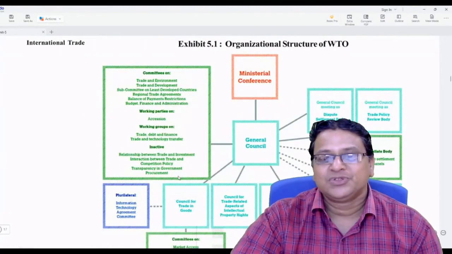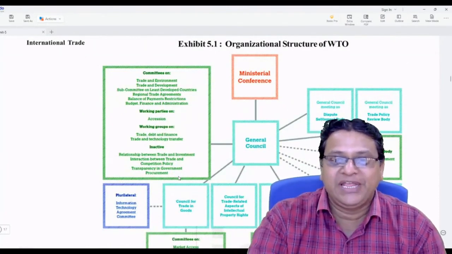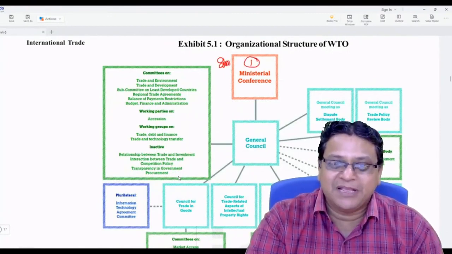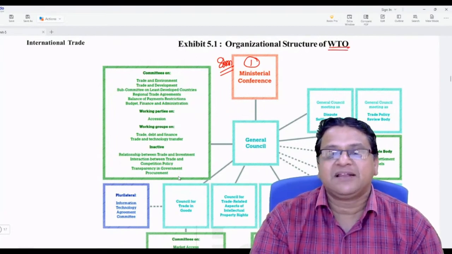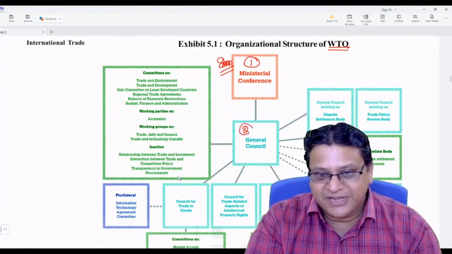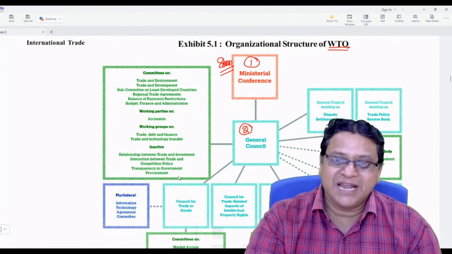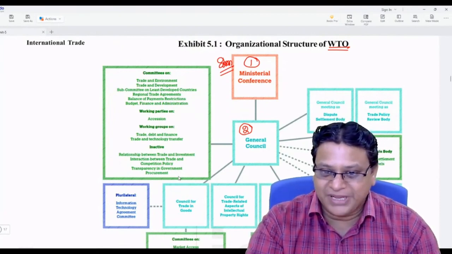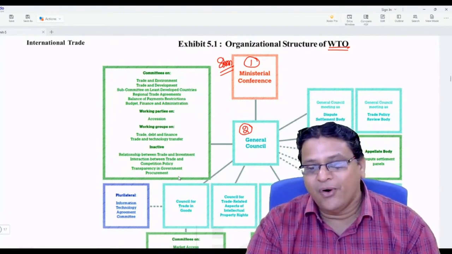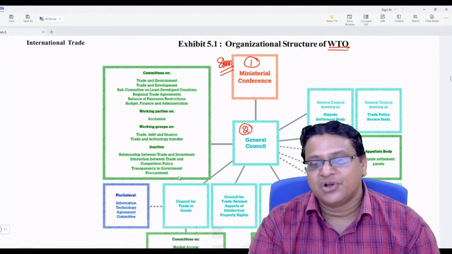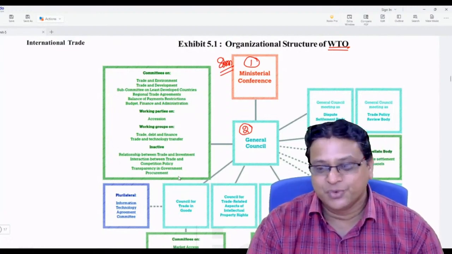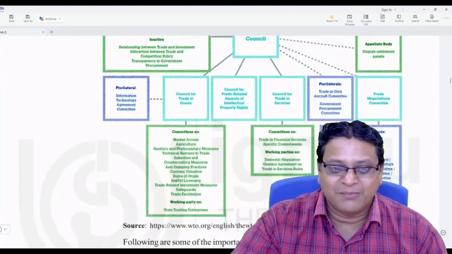In case of WTO, the highest decision making body is the ministerial conference. This is the highest decision making body of WTO, the ministerial conference. The second most important decision making body is the general council. So the ministerial conference is the highest decision making body, and the second one is the general council, and the general council controls all other structure of WTO. So there are two things: ministerial conference and general council. We will discuss the structure of WTO one by one.